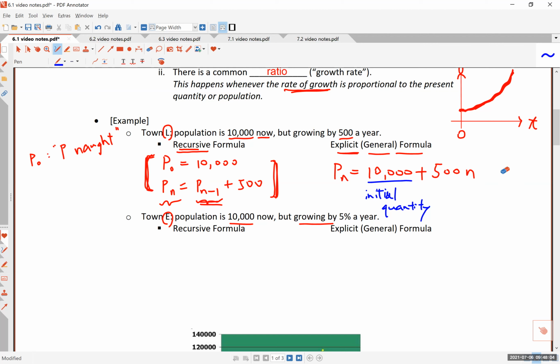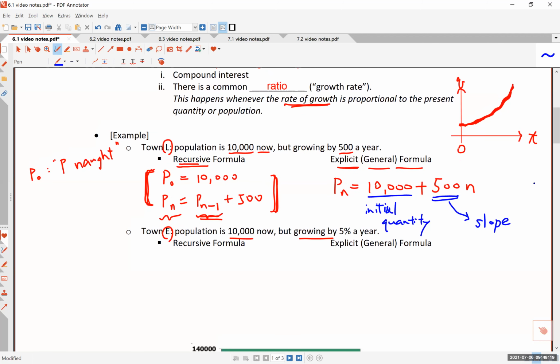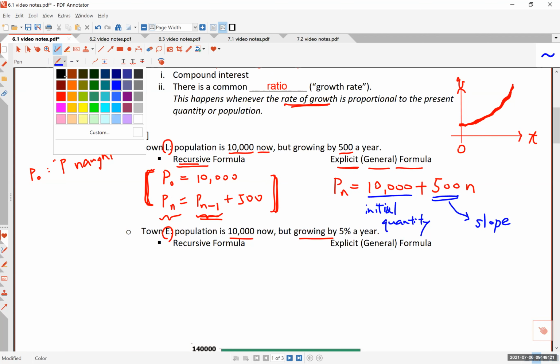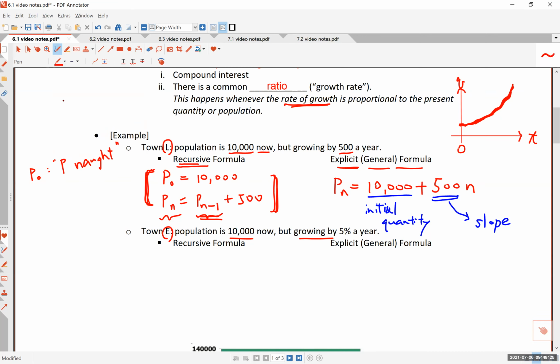This number, well, not this, 500 is the number of increase every year, and so that is the slope. Okay, and that's, again, algebraic language. We can call that the rate of growth or the quantity of growth. And then of course n is the variable, and that is the number of years since the beginning. Okay, so that is town L, the linear town.